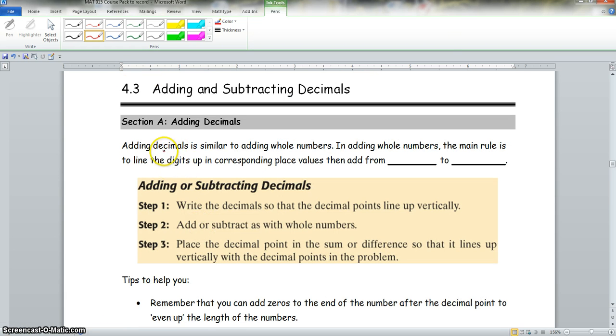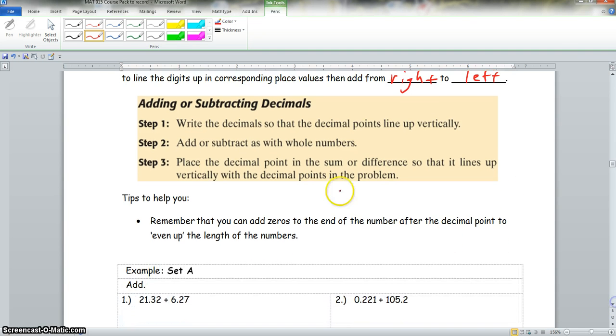Now we go here to section 4.3, adding decimals. Adding decimals is similar to adding whole numbers. In adding whole numbers, the main rule is to line the digits up in corresponding place value, then add from right to left. Now, in adding and subtracting decimals, step 1, we write the decimals so that the decimal points line up vertically. Step 2, add or subtract as with whole numbers. And step 3, place the decimal point in the sum or difference so that it lines up vertically with the decimal points in the problem.